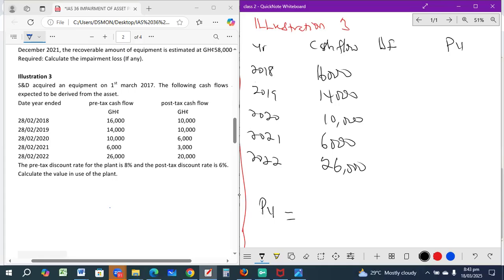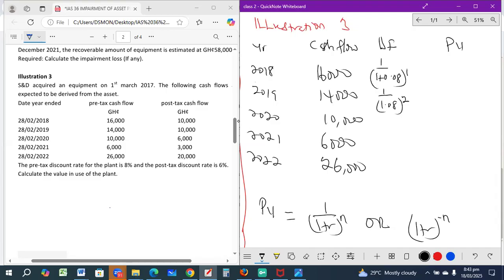All right. So let us now apply our present value. We are going to find 1 over 1 plus r raised to the power n, or 1 plus r raised to the power negative n, where r means the discount rate and n means the number of years. So let us now do it. Here, we are going to do 1 over 1 plus 0.08 raised to the power 1, then 1 over 1.08 raised to the power 2. Then you do it for all of them.